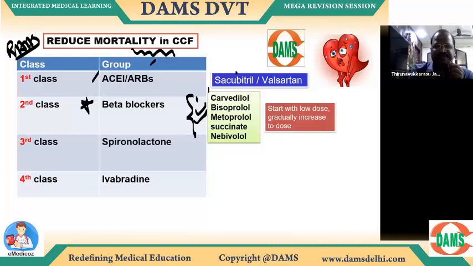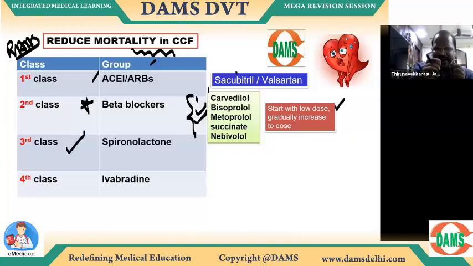And one more thing, you should start the beta blocker in low doses and gradually increase the dose to the optimum level. And in case of grade 3, grade 4 failure, they may further reduce ejection fraction. In that case, first stabilize the patient by using diuretic therapy or ACE inhibitor therapy and then go for beta blocker. Okay, of course, aldosterone antagonist spironolactone plays a major role for disease modification.